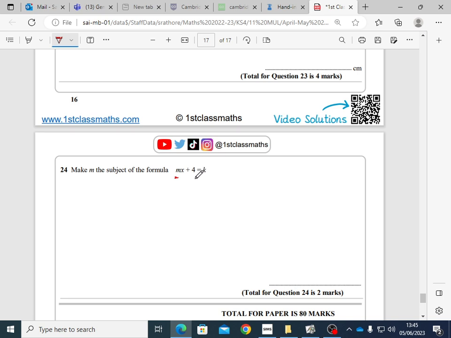So let me start with M. M is times by X. Then you add 4. What's the last thing we did? Add 4. So we undo that first. Take away 4. So we got MX equals K minus 4. M times X. What's the opposite of times X? Divide by X. So M is going to equal K minus 4 over X. That's it. Simple 2 marks.